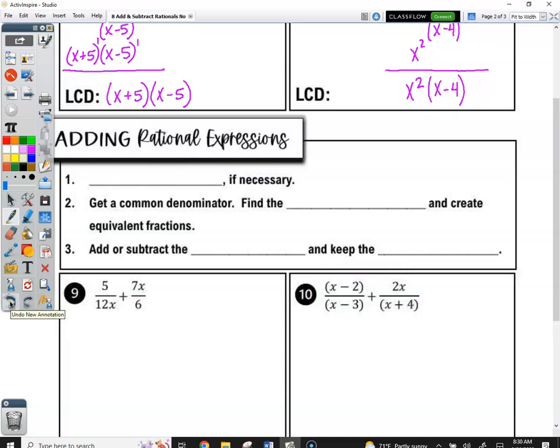All right, let's fill in these blanks. Factor. It says if necessary. I think that should say if possible, but always factor completely. You get a common denominator and you find the LCD to create the equivalent fractions.